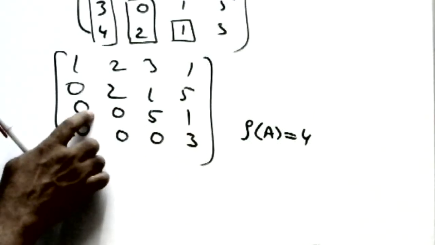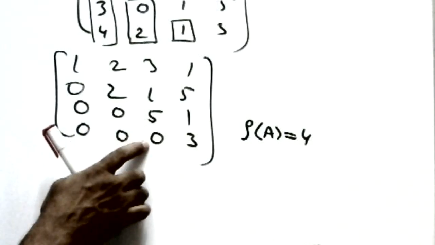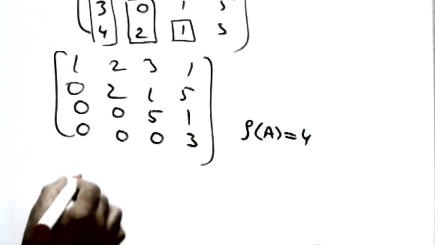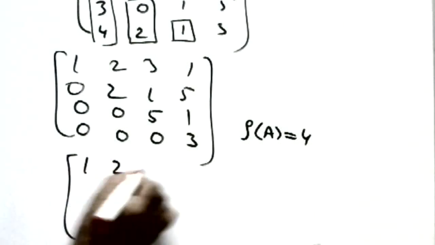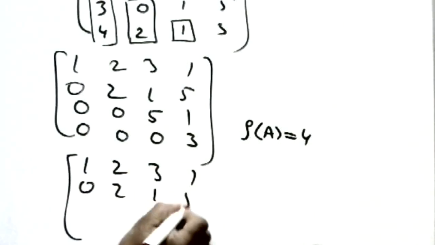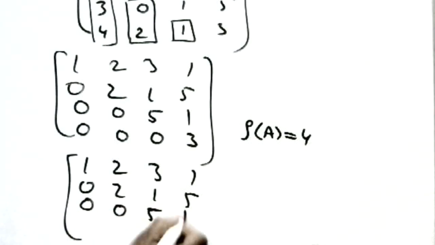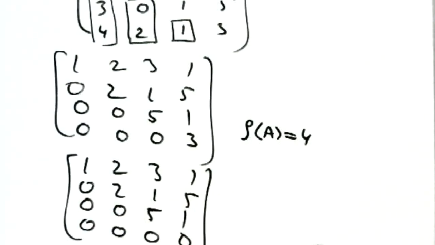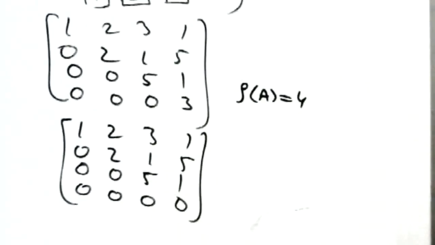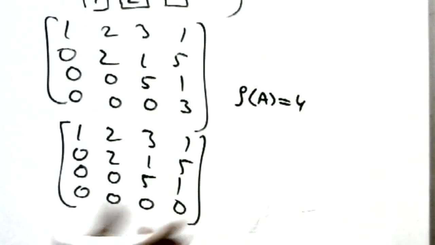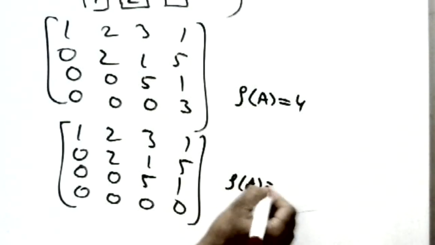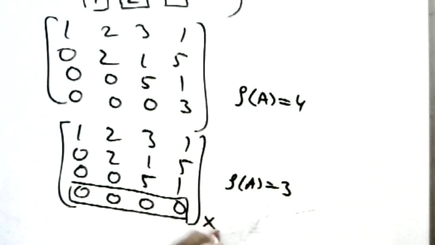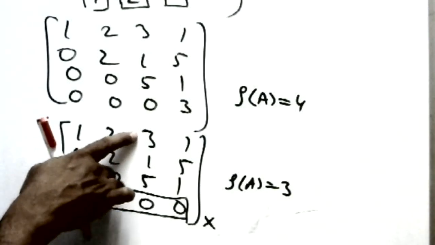But sometimes this will also become 0. We make these 3 zeros, these 2 zeros, this 1 zero, and we do not make this one 0, but it becomes 0 by itself. Suppose 1, 2, 3, 1, 0, 2, 1, 5, 0, 0, 5, 1, 0, 0, 0, 0. So this will also become 0 sometimes, by itself. So we call this rank 3. Rank of A equals 3. We do not count this row; all of it is 0.